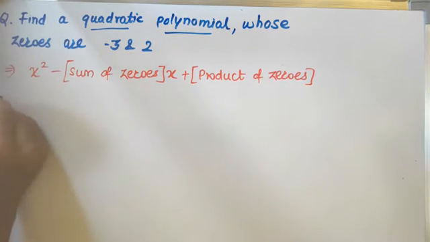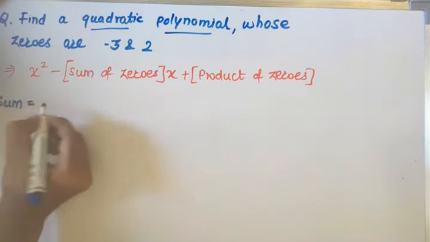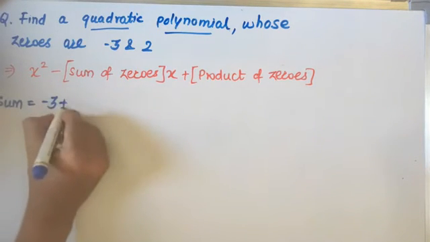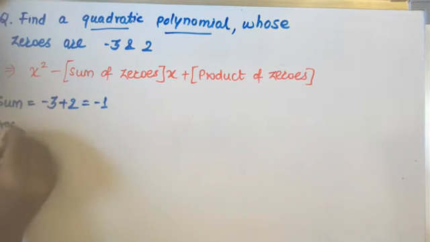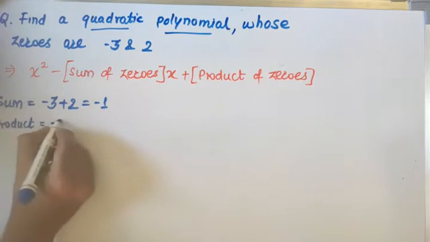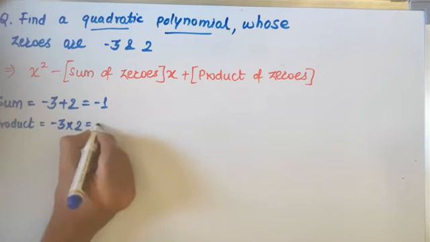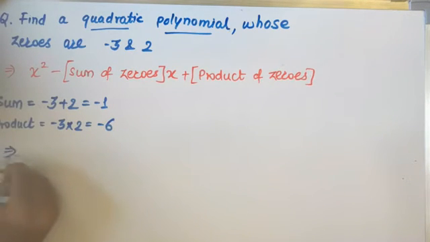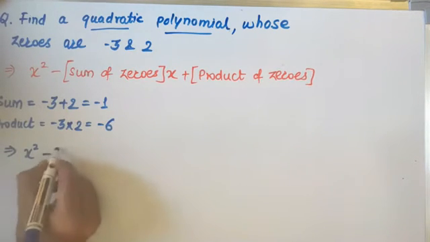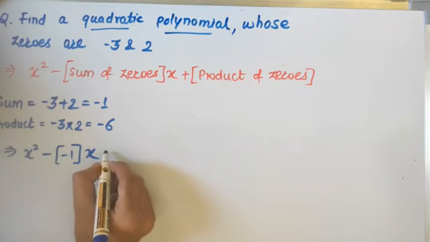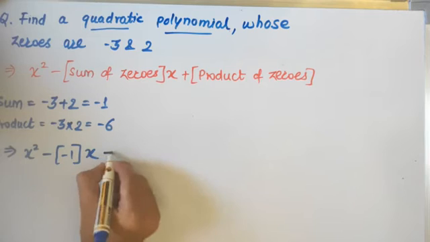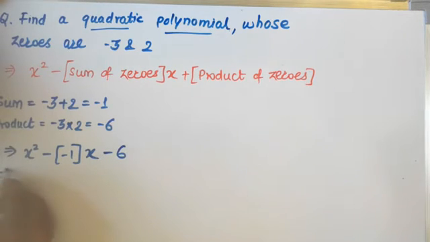So, let us find out the sum. Sum of zeros: minus 3 plus 2. It becomes minus 1. Product of zeros: minus 3 into 2, minus 6. So putting in the above equation, x square minus 1 into x minus 6. So the equation becomes x square plus x minus 6.